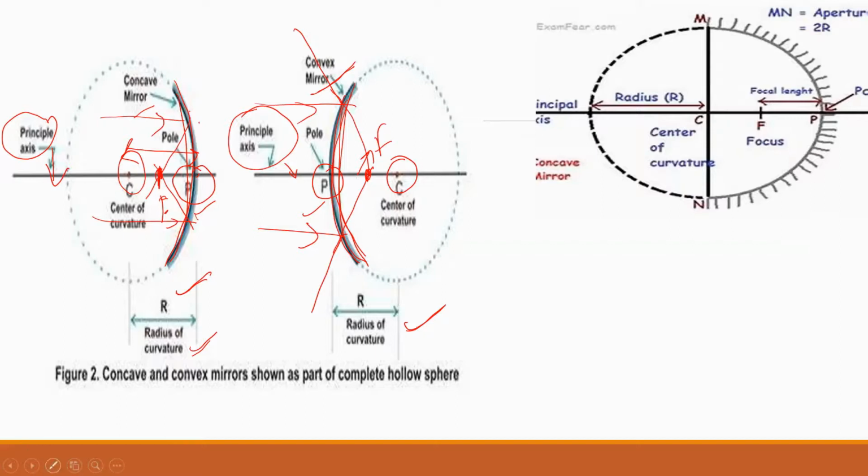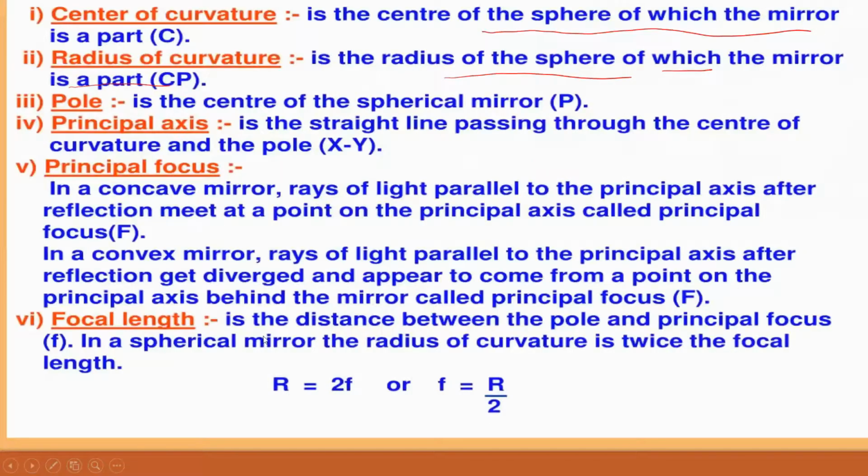The distance between the focus and the pole is called the focal length. And the relation between focal length and radius of curvature is, focal length is equal to half of the radius of curvature. So this is about the terms related to spherical mirrors.